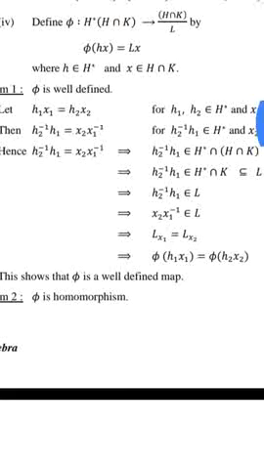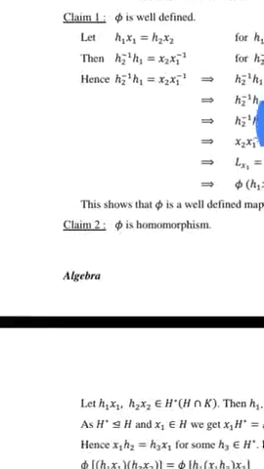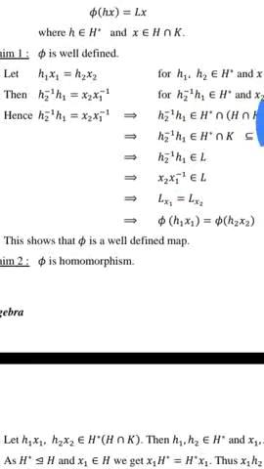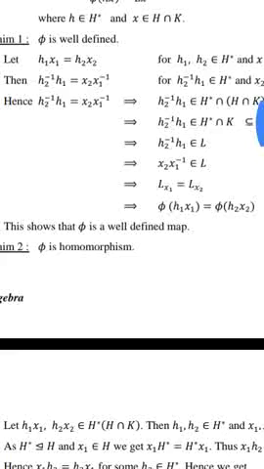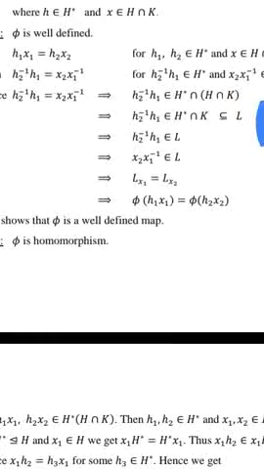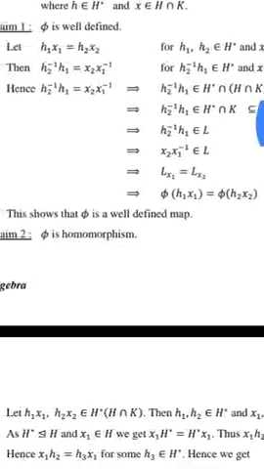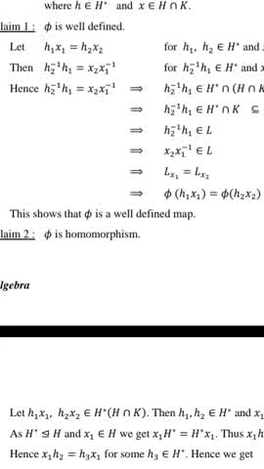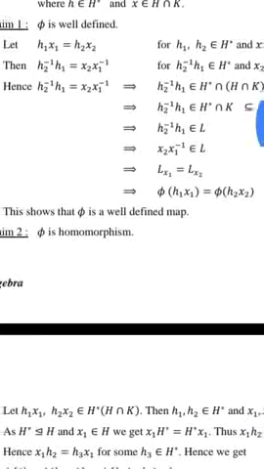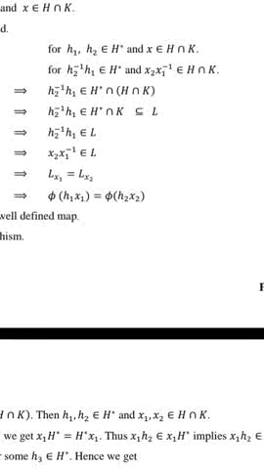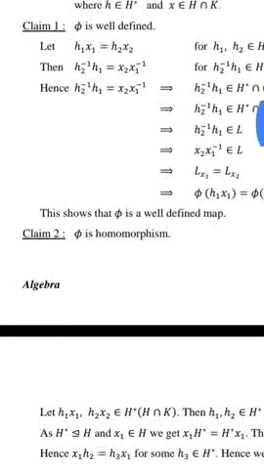As phi is well defined, we have to prove that phi is well defined, and so on. h1 x1 is equal to h2 x2, for h1, h2 belongs to H star and x belongs to H intersection K. h2 inverse h1 is equal to x2 x1 inverse, for h2 inverse h1 belongs to H star and x2 x1 inverse belongs to H intersection K.